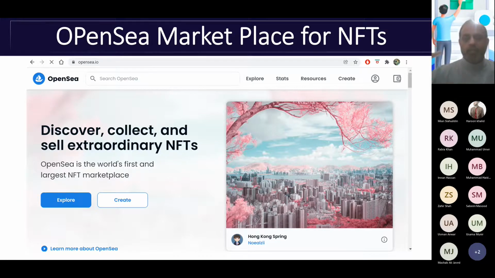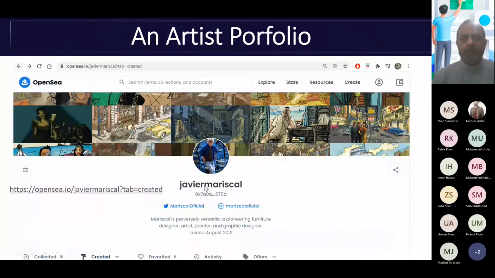It's like the mountains of buildings, and so very nice photograph. Not really a photograph, it's a piece of art. So it's a digital art where he has mixed the digital image with his artistic work. And so then you have more. There is a complete portfolio of an artist named Javier Mariscal.